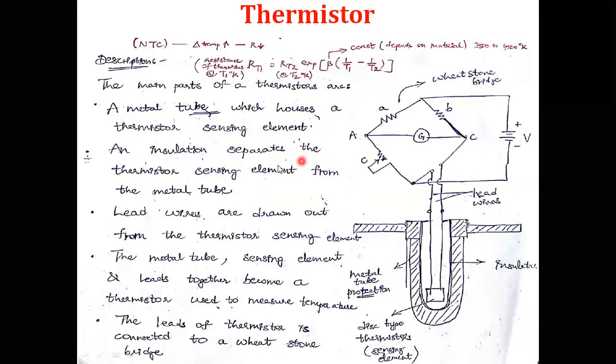The insulation separates the thermistor sensing element from the metallic tube. From this one, this is the insulator. This is the insulator. Insulation separates the thermistor sensing element from the metallic tube.